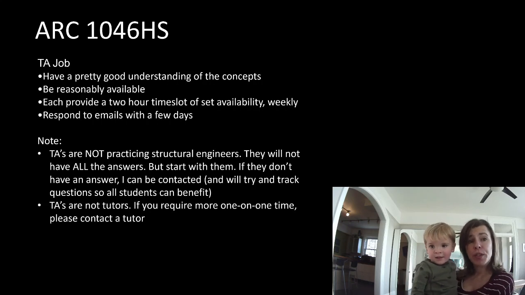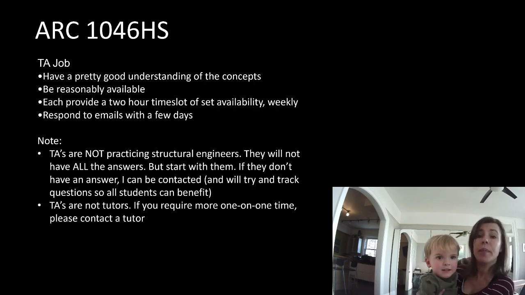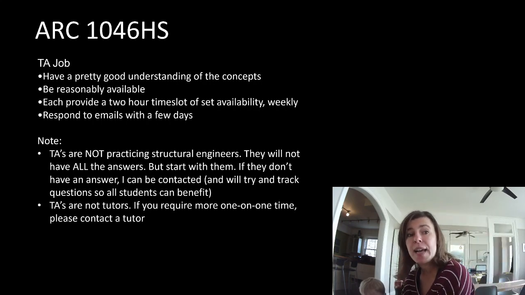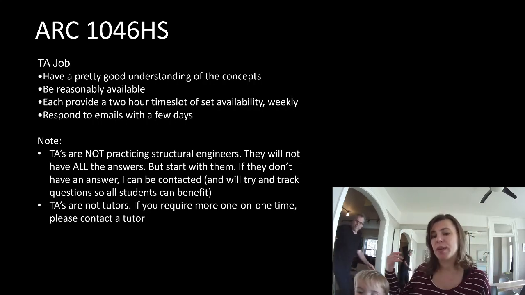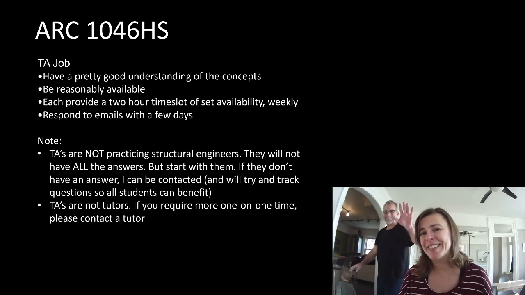So the TAs are not tutors. If you require more one-on-one time, definitely contact them or contact someone and try to arrange something. You can communicate with student services and they can try to put you in touch with someone that's going to help out.